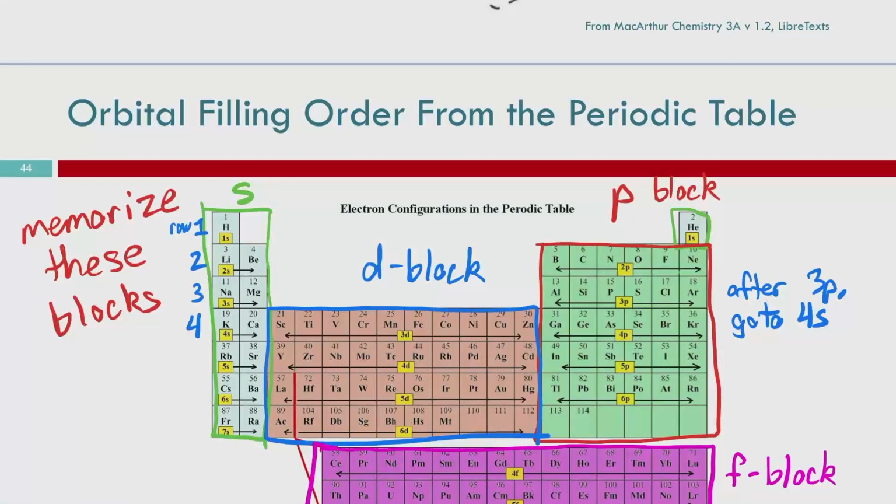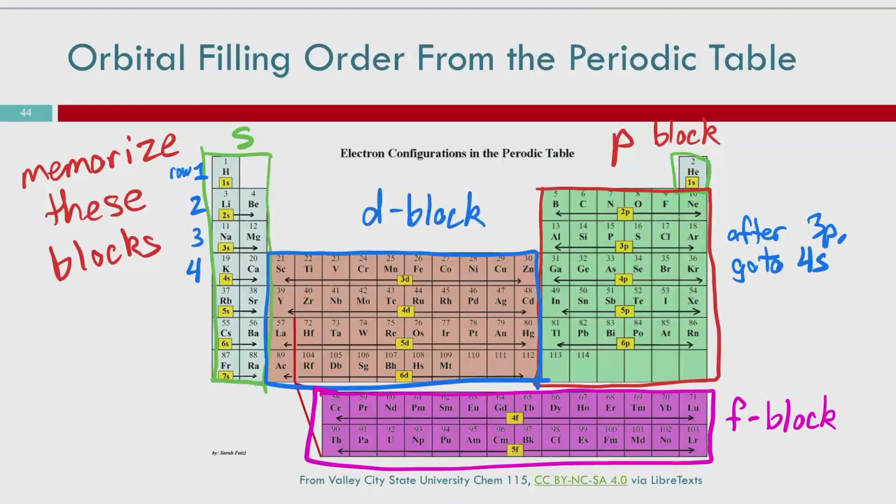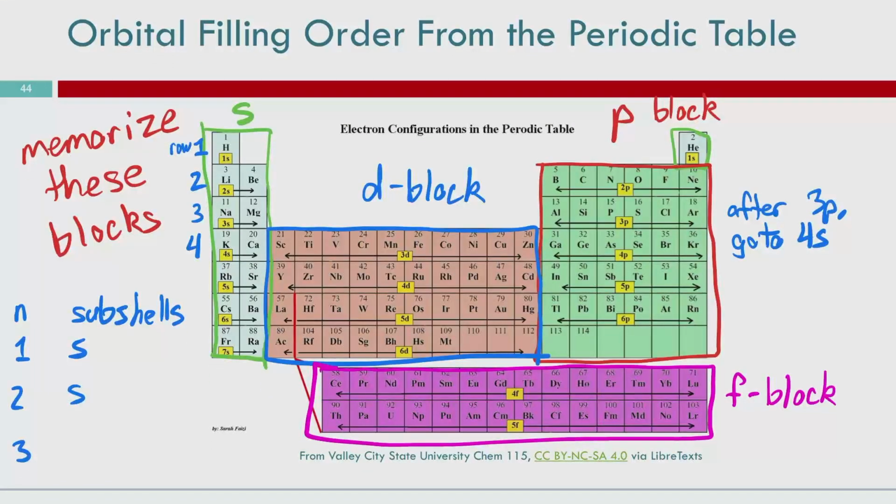Or what's the block? It's the D block, right? So we go from calcium, which is in 4S, to the D block. Where does our D block show up for the first time? 3. So you may remember back, we had n number 1, 2, 3 subshells. This also shows up in the slides earlier. So in 1 we have S, in 2 we have S and P, in 3 we have S, P, and D. So our first entry into the D block is 3D.